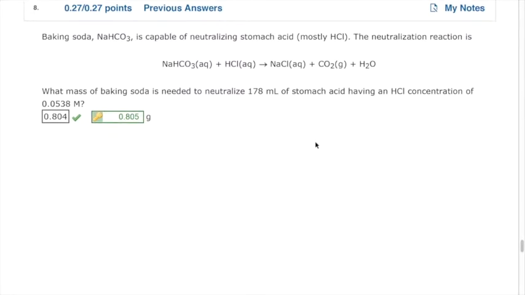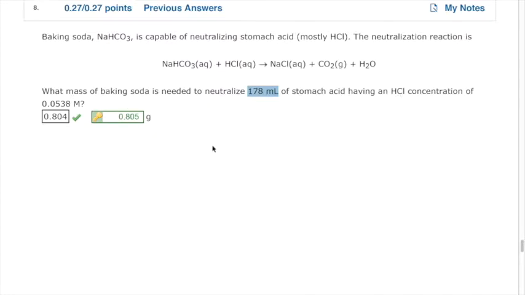All right. So here we have a little bit of an acid-base stoichiometry problem. We're told that baking soda, sodium carbonic, I don't know the name of that molecule. Let's just pretend that I didn't just try to do that and not know the name of it. It's capable of neutralizing stomach acid, which is mostly hydrochloric acid. This is the balanced equation. What mass of baking soda is needed to neutralize 178 mL of stomach acid, having a HCl concentration of 0.058 molar?